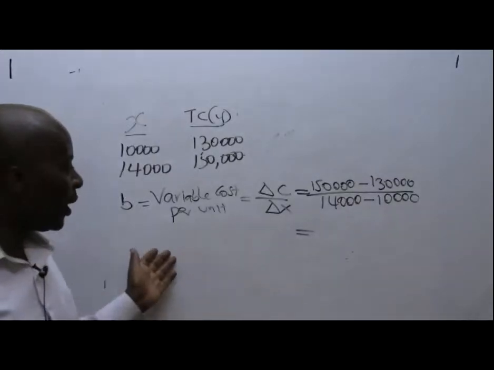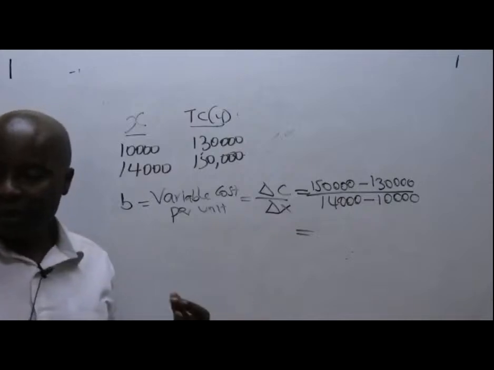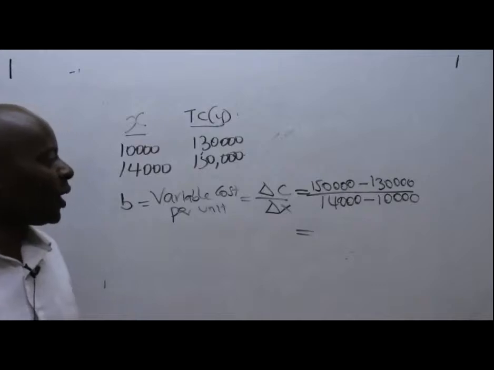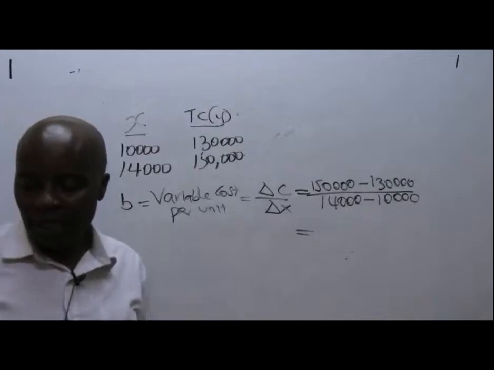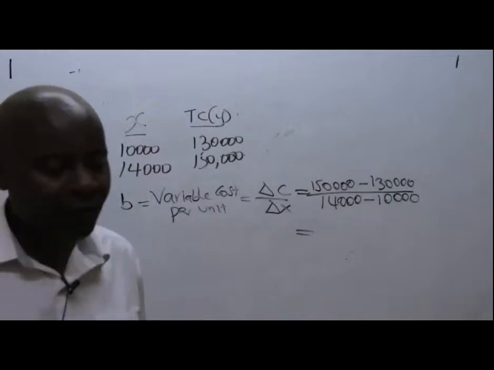Remember, b is the gradient. If you remember our straight lines concept, b is the gradient. So once I have the gradient, I'll be able to talk about variable cost per unit. Please give me an answer. I can see answers here. 5. Thank you very much.